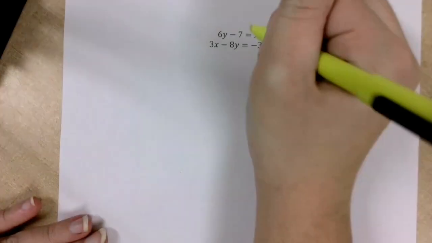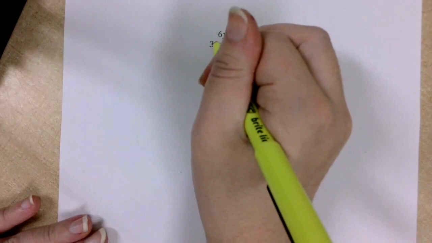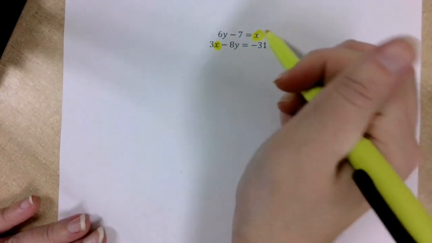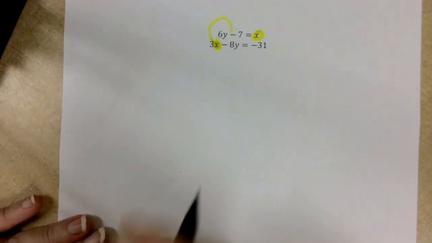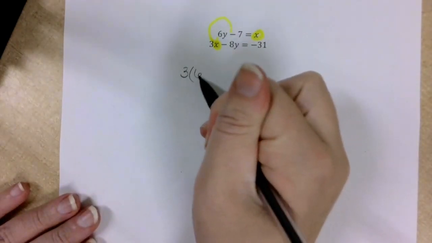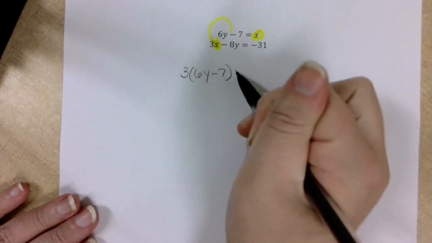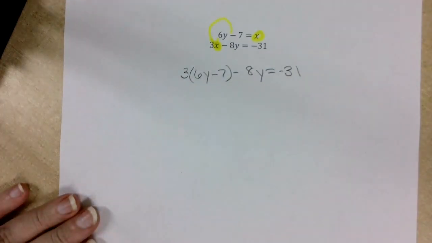Alright, so whenever we're trying the substitution method, we have to find a lone variable. We don't want to use the substitution without a lone variable. X is all by itself in the first one. X is equal 6y minus 7. So there's an x in my second one. So I'm going to replace that x with that 6y minus 7. So it's going to say 3 parentheses, since I'm substituting in for that x, minus 8y equals -31.